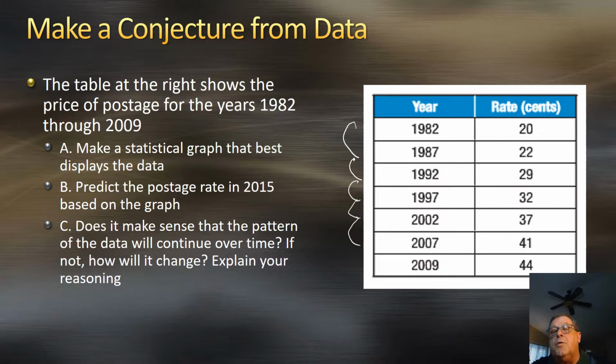And what I'm going to do when I graph this, I'm going to take 1982 as year 0. And then for 87, for L1 or the x-axis, I'm going to set it as 5, and enter it that way. And then on the postage rate, I'm just going to enter it like it is, going 20 out to 44. And then we'll see how we can make a prediction. And then we'll make a conjecture. Do we think this is going to continue over time? All right, so we're going to move over to our TI-84 calculator.